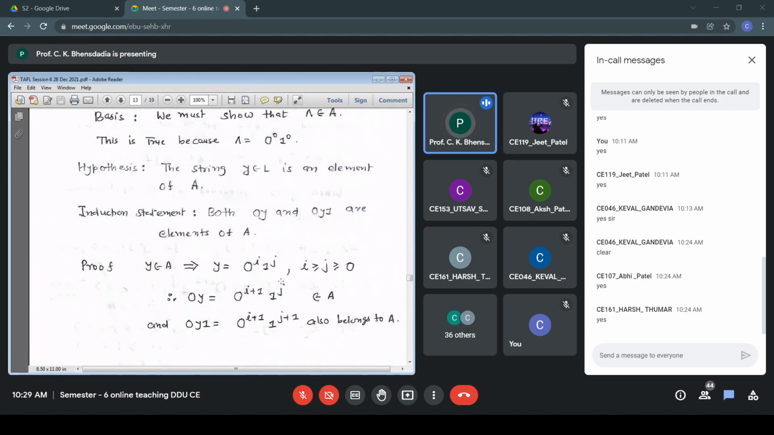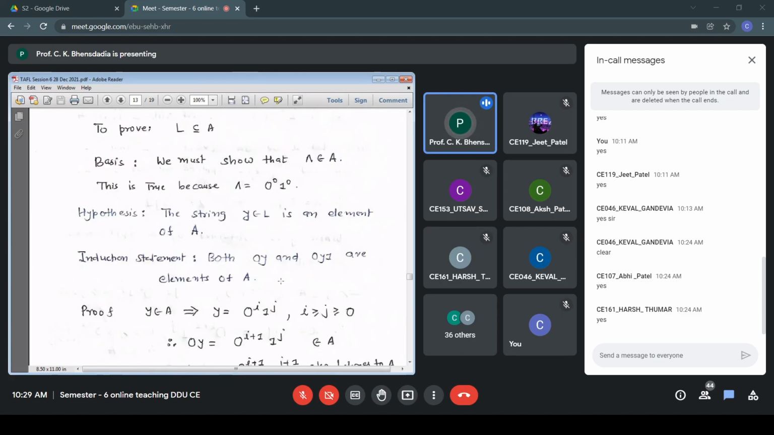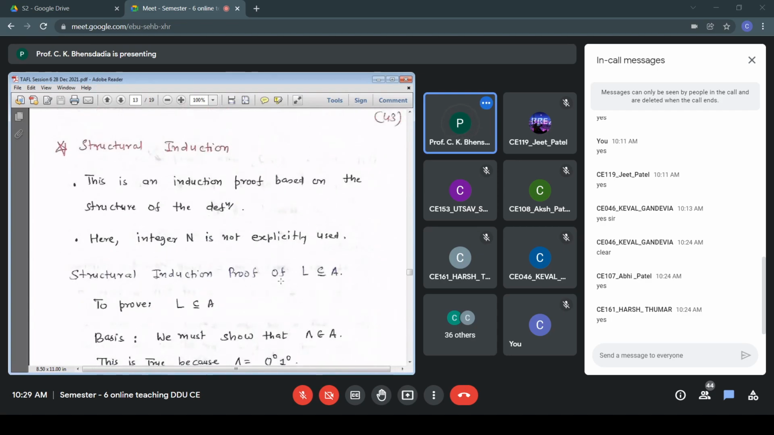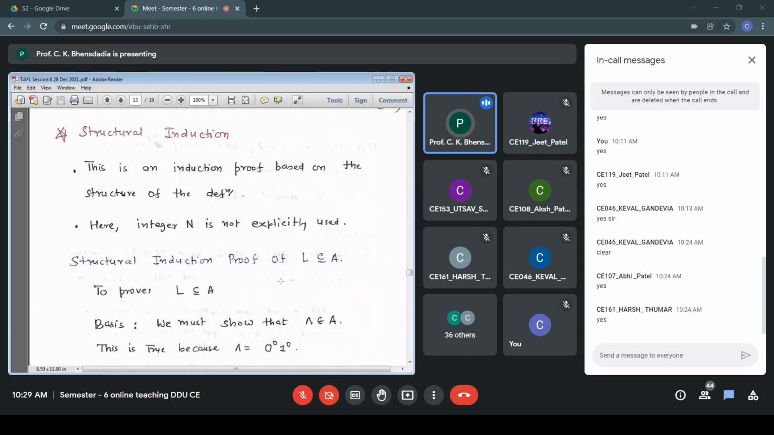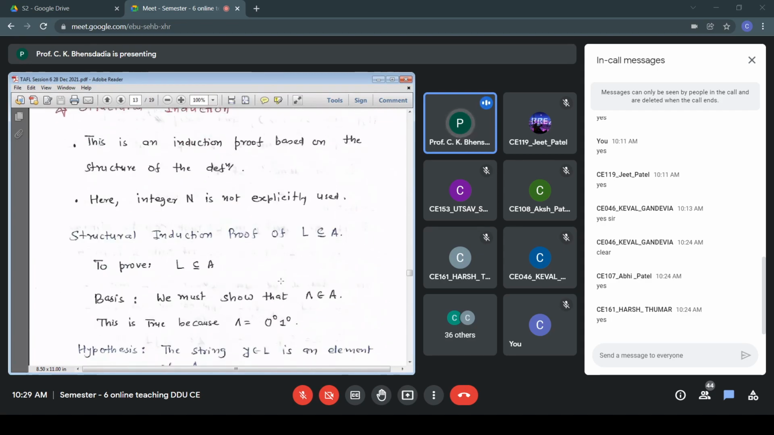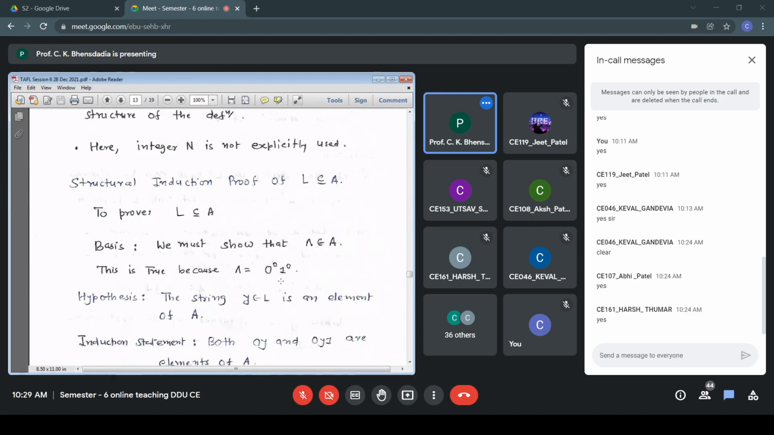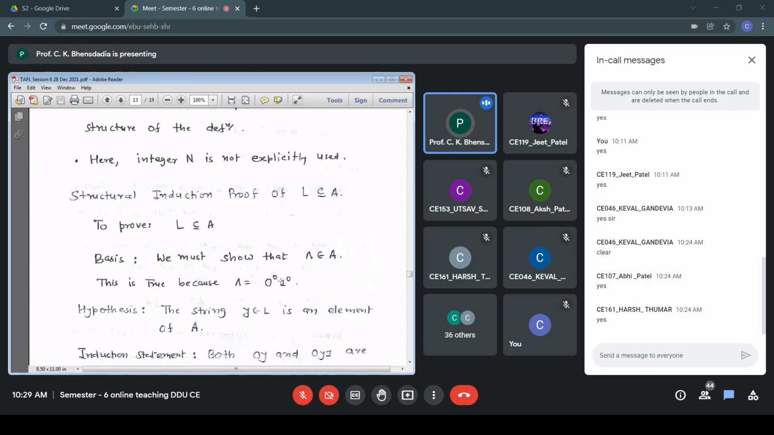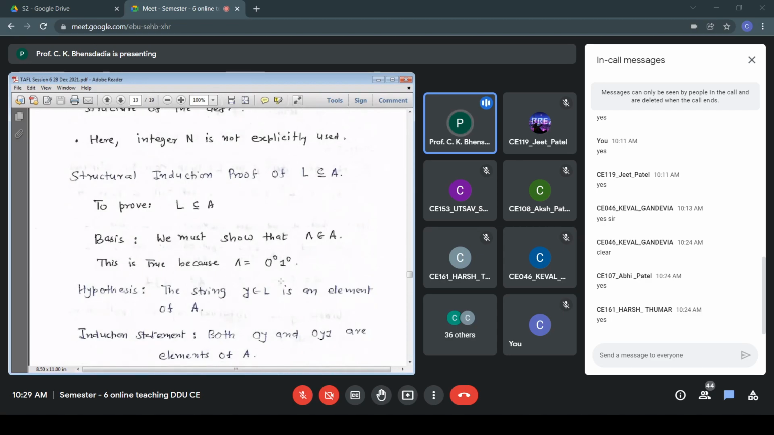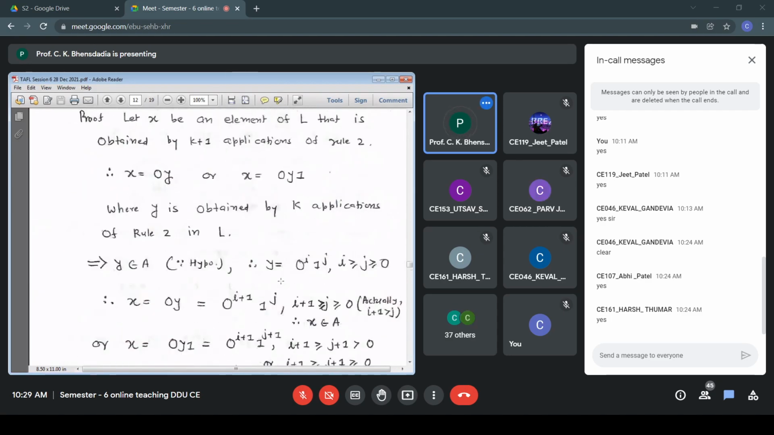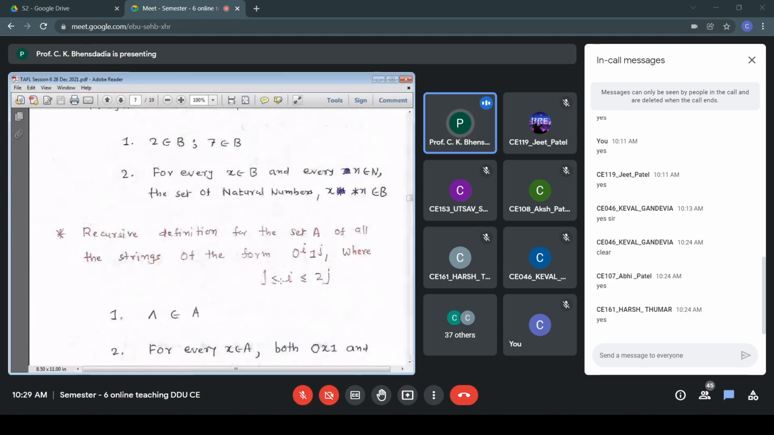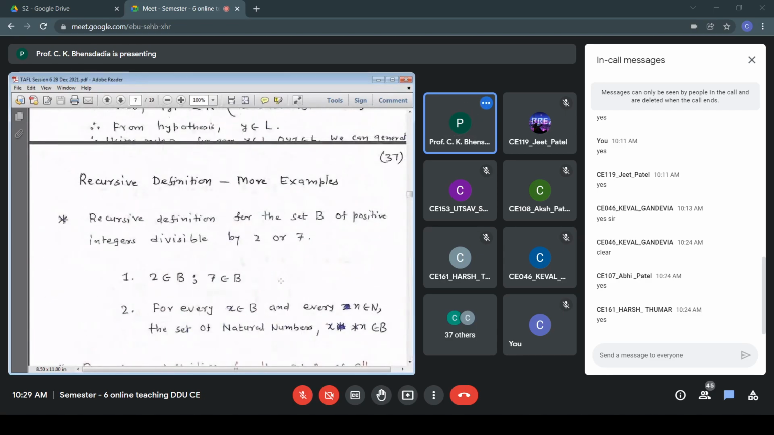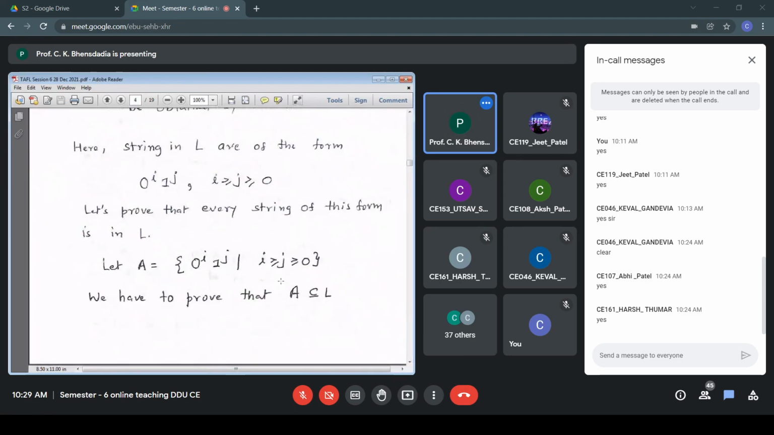It may look very informal, it is not, because n is implicitly present. When we say null belongs to A, it means null is obtained in L using zero application. That is there in the basis. In the hypothesis, we say y is an element of A, and then we switch over to 0y, 0y1. So entirely the proof is based on the structure of the definition. Therefore, it is called structural induction.